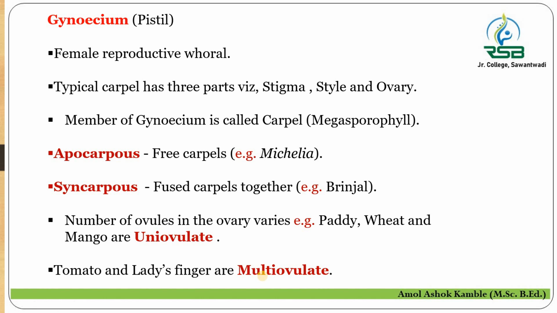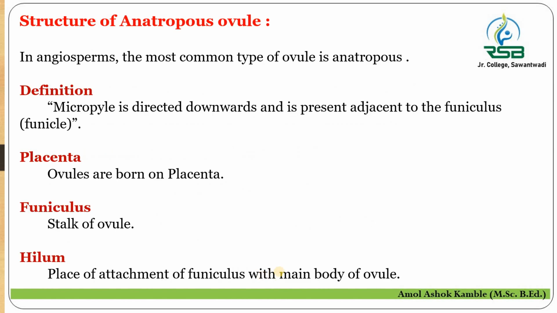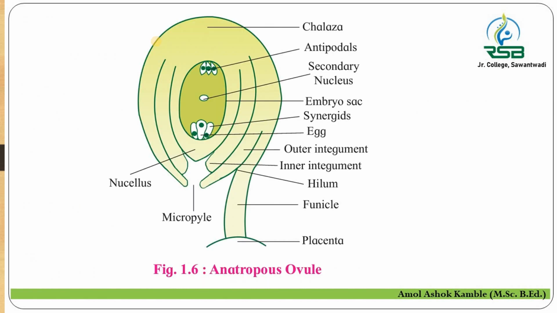Then the major part in our discussion is the structure of anatropous ovule. In most of the angiospermic plants, the anatropous ovule type is the most common type of ovule. Then what is the definition of ovule? To understand the definition of ovule, let us come towards the diagram of this anatropous ovule.